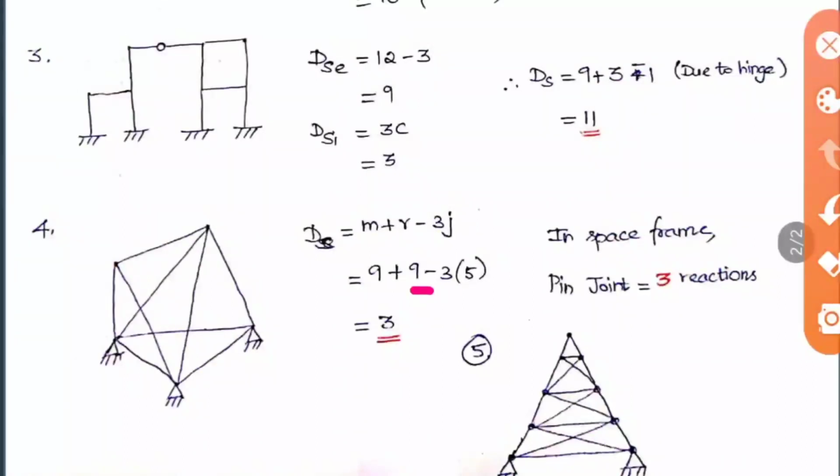And then minus 3 into j, the joints. So how many joints are we having? 1, 2, 3, 4 and 5. So 5 joints are there. Here these are not joints, so this point and all, it's not a joint. This is a space frame, so assume it as a space structure. So here 5 joints are there. So 9 plus 9, 18, minus 3 times 5 is 15, 18 minus 15, 3. So the answer is 3. That's all. So in pin jointed space frames there should be 3 reactions.